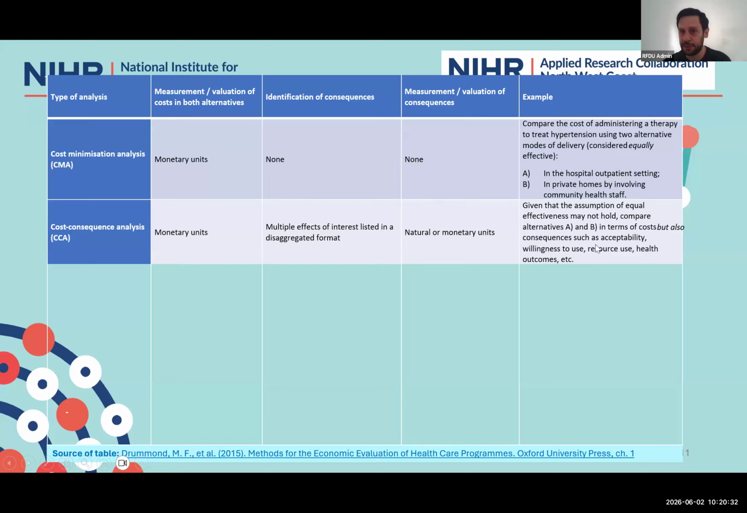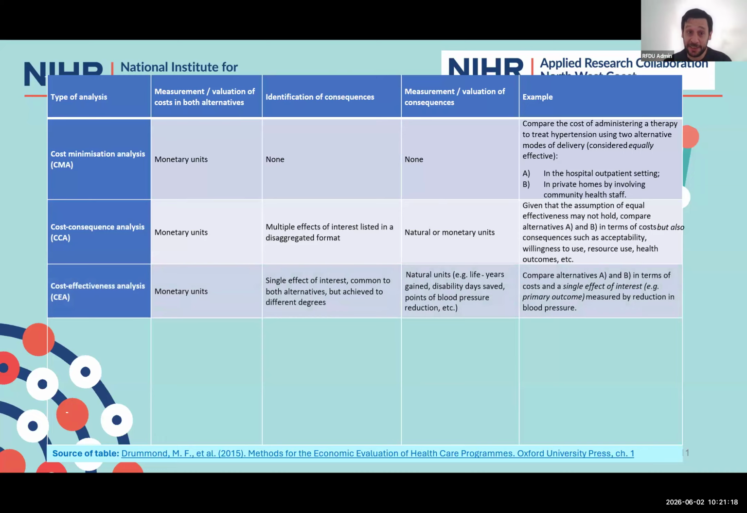So, for example, you've got some examples here. Acceptability: there could be a questionnaire which measures the level of acceptability. Willingness to use: similarly, there might be some kind of instruments which we can use to measure the willingness to use a particular treatment or a particular intervention in general. Resource use, health outcomes, all of these will typically be measured in natural units, or there might also be some outcomes which might be possible to measure in monetary units. But all these outcomes, and this is important to note, will be listed separately, one by one. There's no aggregation. Everything is a bit disaggregated.